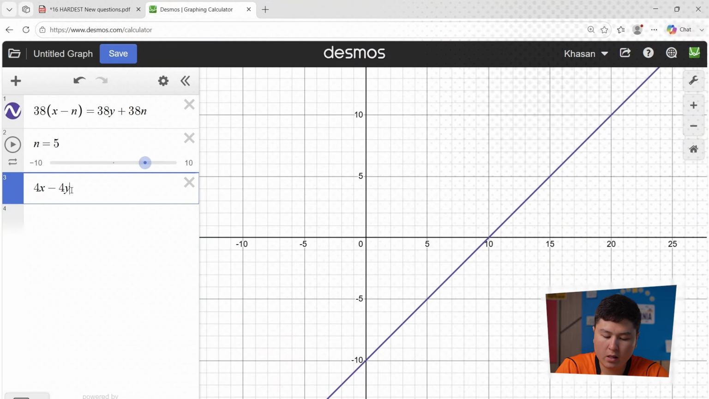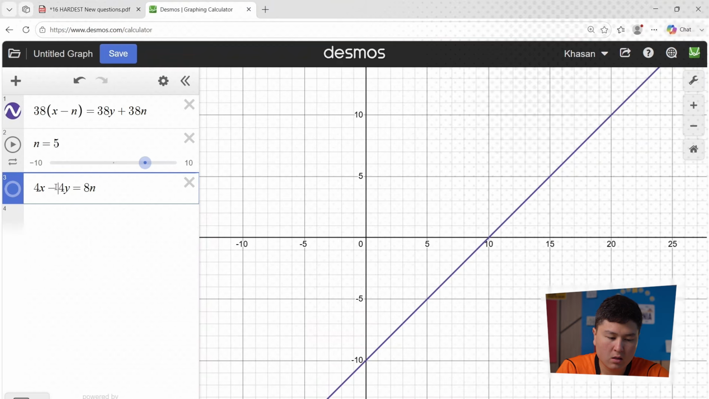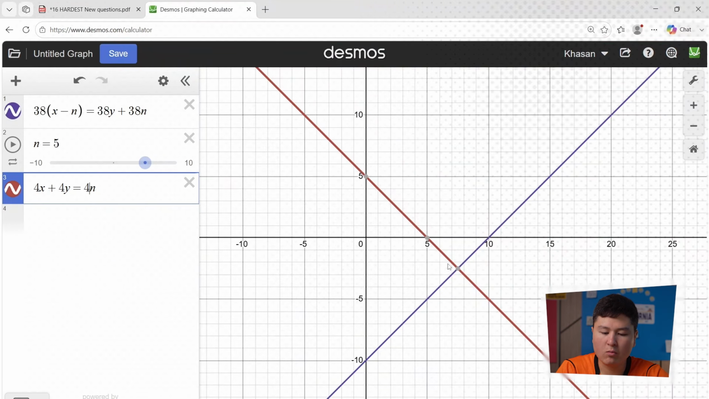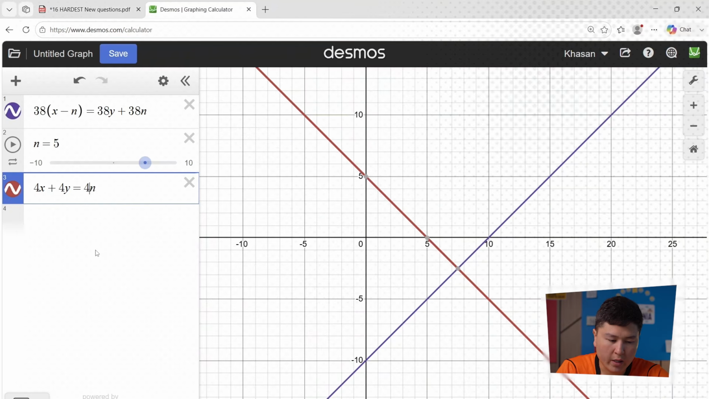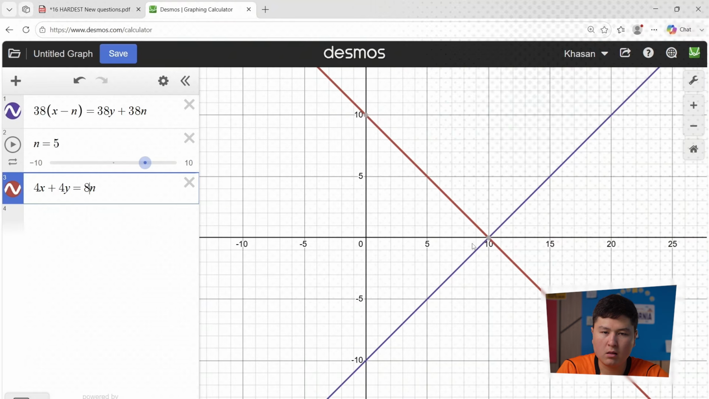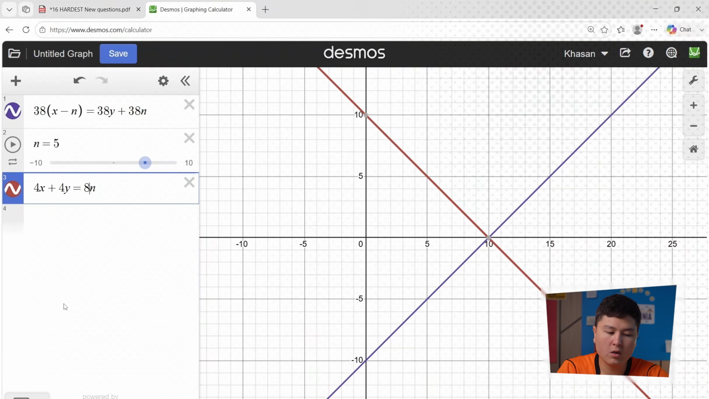4x minus 4y equals 8n. No guys, it's giving us infinitely many solutions because they have the same graph, and option A is out. And we have 4x plus 4y equals 4n. So they have one solution, it's out. And you have 4x plus 4y equals 8n. Again, they have one solution, so eliminate option C. And option D, 4x minus 4y equals 4n.